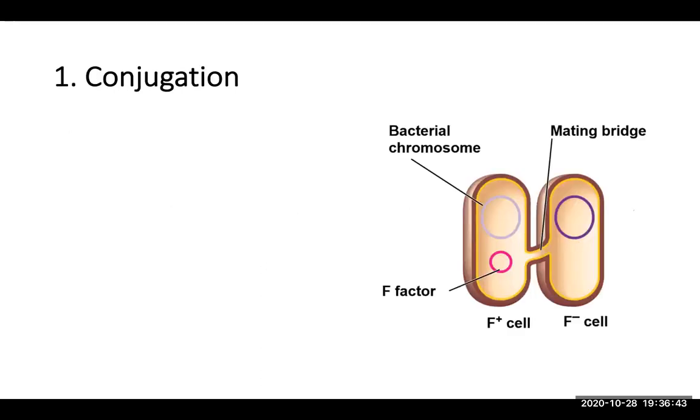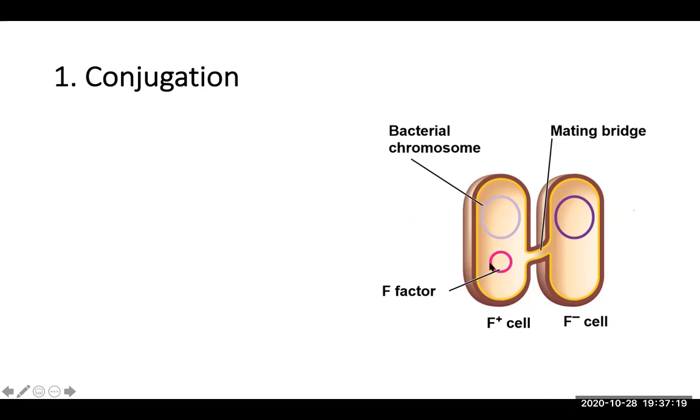So conjugation, and I think this is all review. I think you already talked about this in lecture. In conjugation, you have one cell that has a plasmid with the genes. In order for conjugation to occur, the genes are called the F factor. So the plasmid can be referred to as the F factor plasmid, but it can also have other genes on it as well, like resistance genes, such as antibiotic resistance.